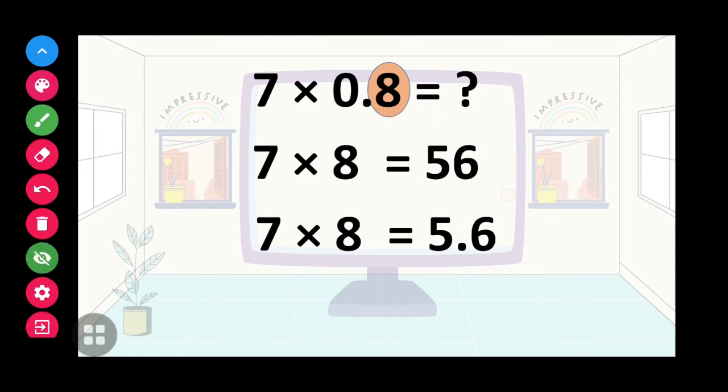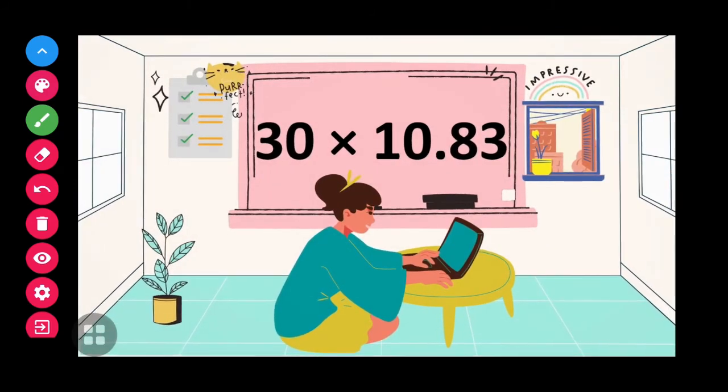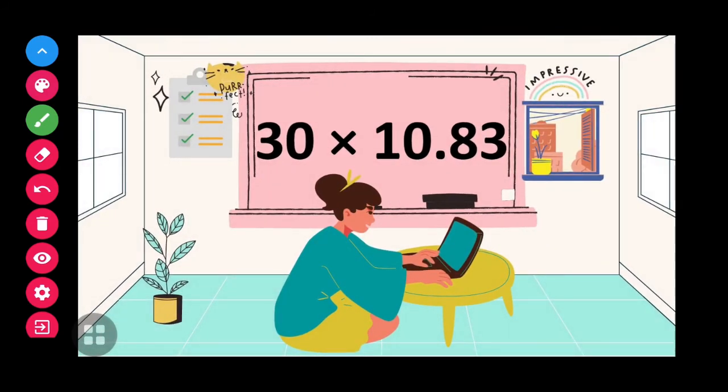In any number, we know that there is a decimal place after it, and to make this number with one decimal point, we move it just one place forward. This decimal place moves forward by one number. Now we have another number, that is 30 into 10.83. Now, how can we multiply this?